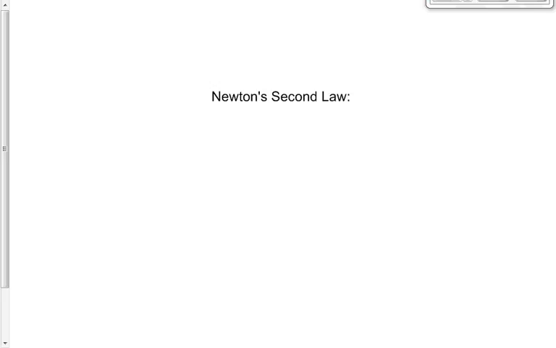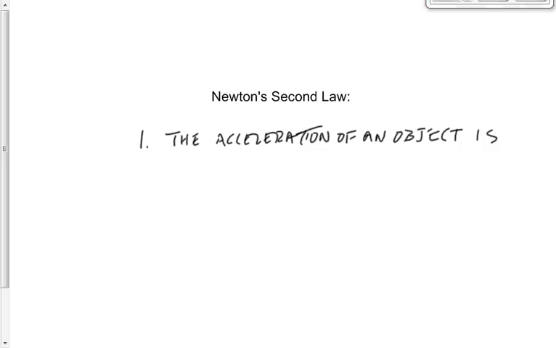So what does this come down to? Well, this comes down to Newton's second law. First law was object at rest stays at rest, object in motion stays in motion. The second law also has two aspects to it. The first aspect says the acceleration of an object is directly related to the net force.